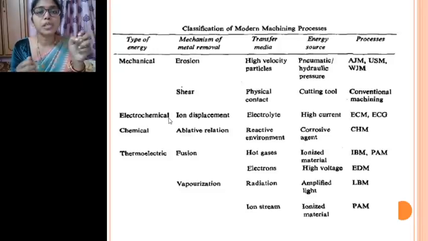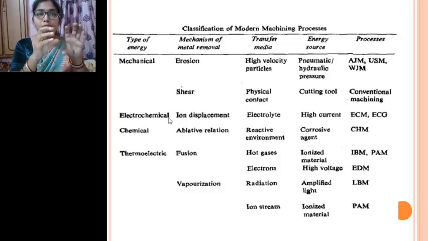Right. So this type of material removal process is the electrochemical machining process, where the mechanism of material removal happens mostly by the ion displacement process. That is, the ions from the anode surface are getting displaced from the surface. That is the ion displacement process.